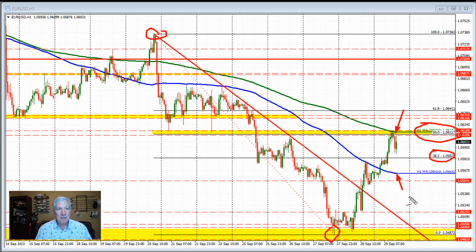But right now, buyers and sellers have battled it out this week. We started off going down, and then we end the week moving higher. But we're back in the neutral area here for the euro versus US dollar.